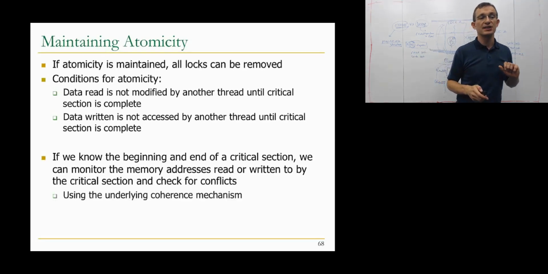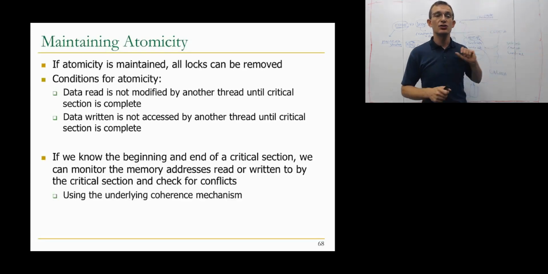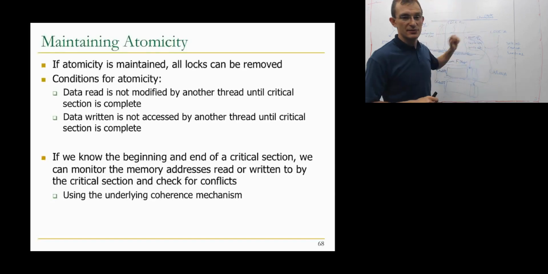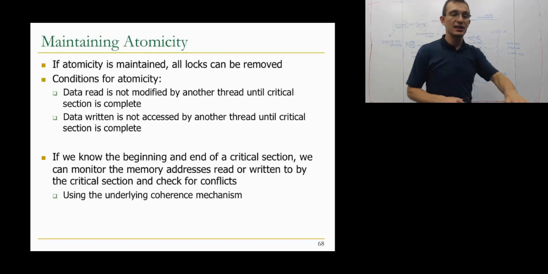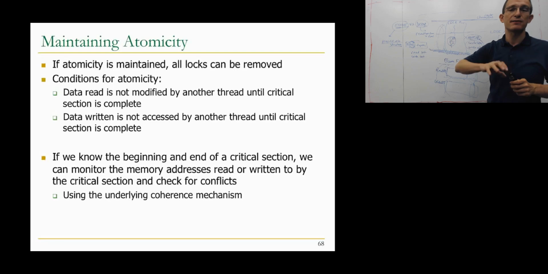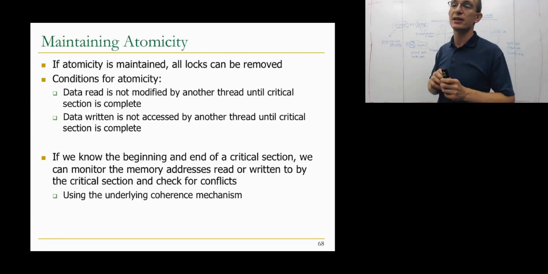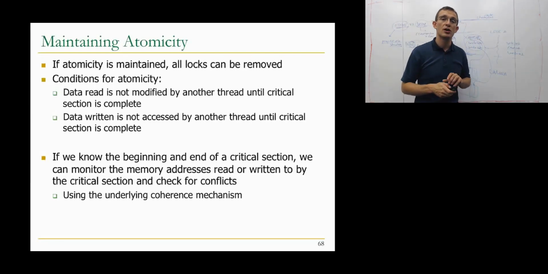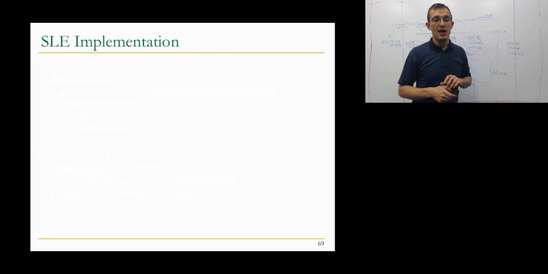If there's a conflict, we can detect it using the underlying coherence mechanism, right? That's what the SLE paper that I've assigned you actually talks about: how to use the underlying coherence mechanism to detect the conflicts. This is very similar to what we've discussed with thread level speculation, the scalable approach to thread level speculation paper.